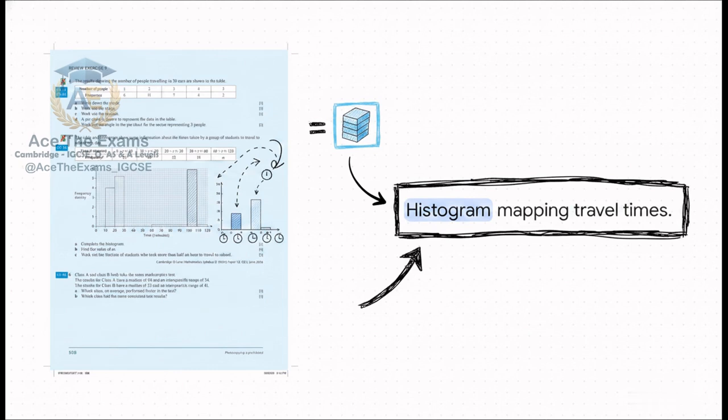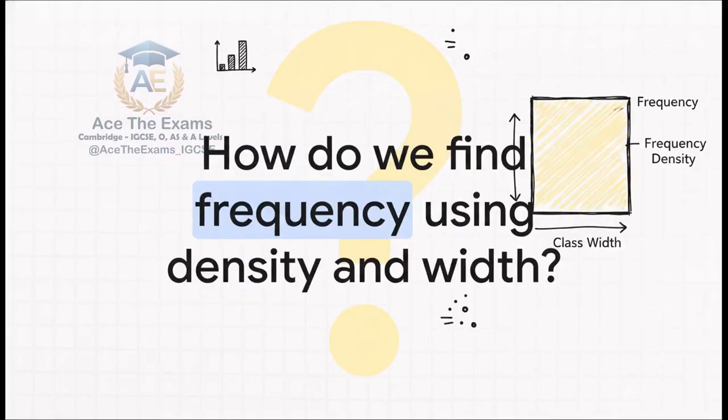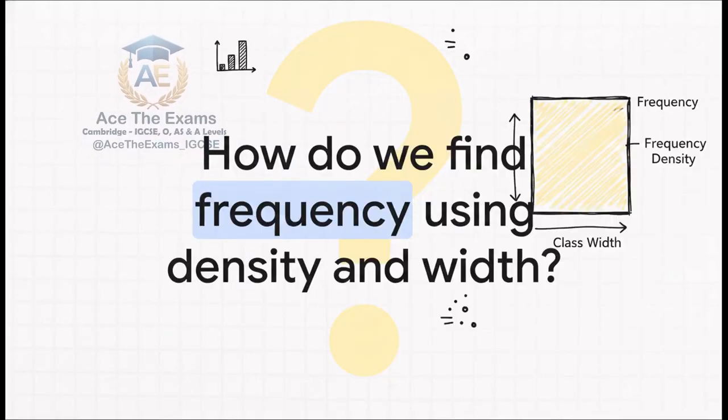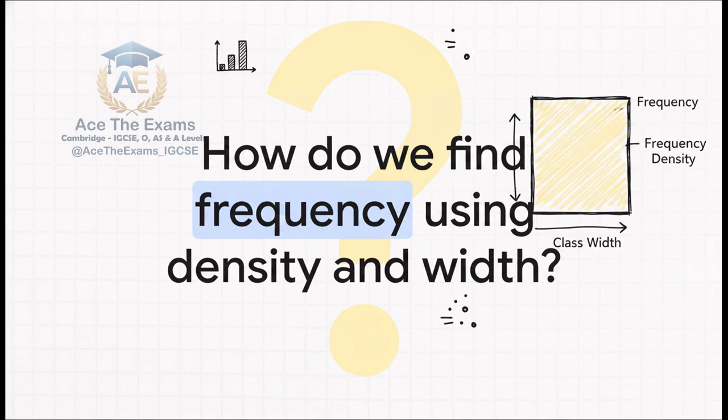In a normal bar chart, height equals frequency, but in a histogram, the area represents frequency. That vertical axis isn't frequency at all. It's frequency density. Huge difference. So here's the million-dollar question. If the area is the frequency, how do we calculate it when we've only got frequency density on the y-axis and class width on the x-axis?